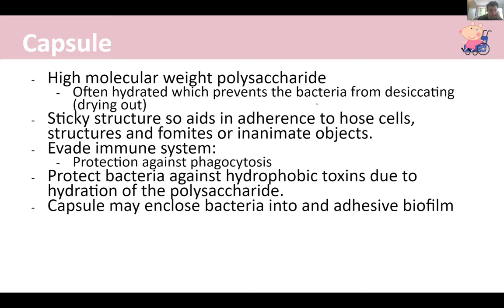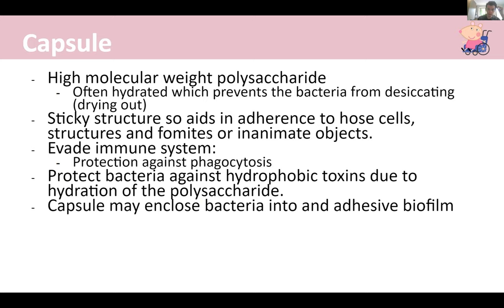A capsule is a high molecular weight polysaccharide. It's basically these carbohydrates that surround the pathogen. They're often hydrated, which means a bacteria can adhere to a surface and not dry out. Desiccate is to dry out. You might remember that from your epithelium. You have keratinized epithelium, which prevents desiccation and drying out. It has a sticky structure to aid in adherence to host cells.